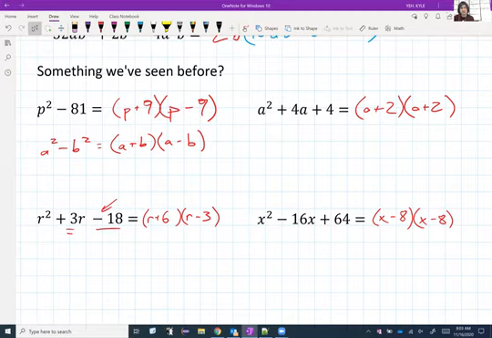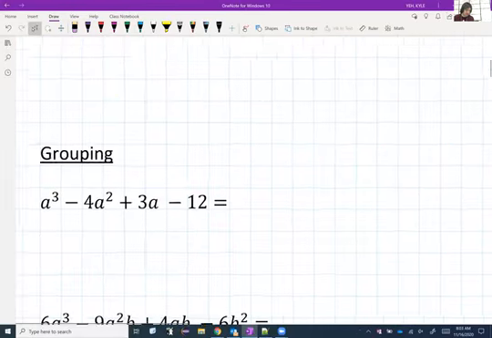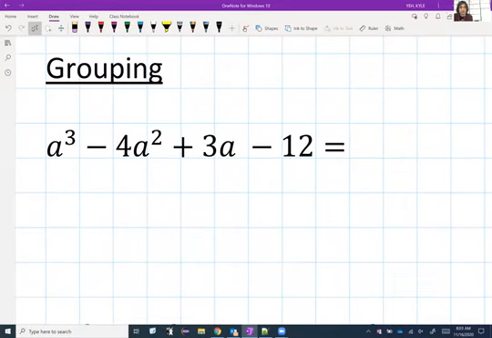But these are all a squareds or r squareds, x squareds. And so what if we have something like this and we're asked to factor it? A cubed minus 4a squared plus 3a minus 12. Well, you can see at the top there, the good news is we actually do have a strategy that can solve this, and that's grouping. We saw grouping in chapter 5 when we were trying to factor quadratics that had an a value other than 1. So here we have a cubic, it has 4 terms. We're just going to follow the same procedure. Let's see where it takes us.